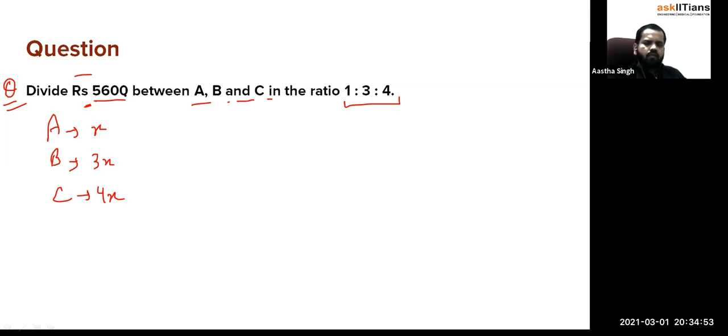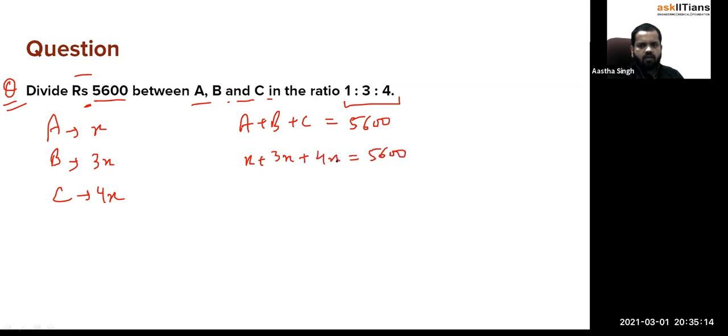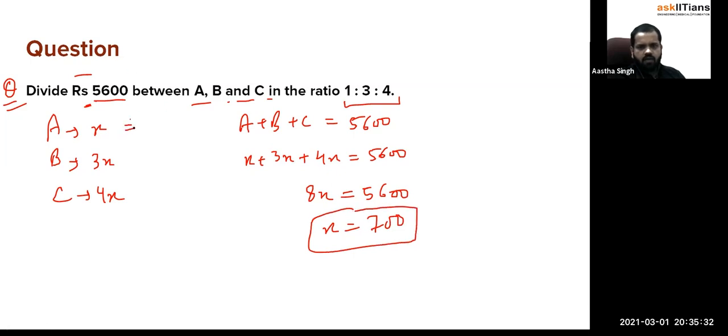So we have to calculate. We have to divide 5600 between A, B, C, right? So A plus B plus C, the whole sum, will be 5600. A is x, B is 3x, C is 4x, the sum is 5600. Calculate the value of x. 4 plus 3, 7, plus 1, 8x. 8x is equal to 5600. So x will be equal to 700. 8 7s are 56. Okay. So x is 700. And A is x, so A is basically 700.